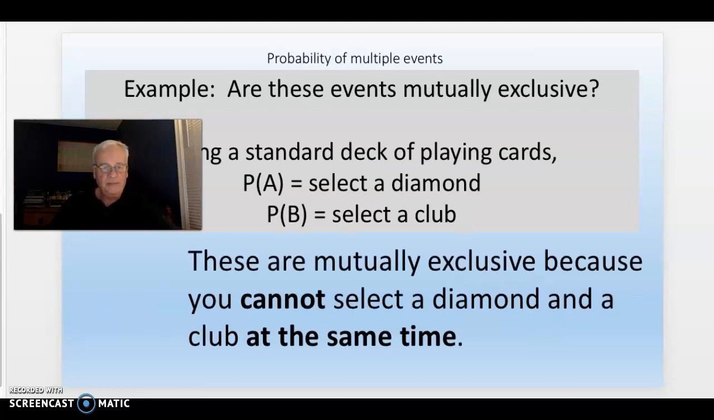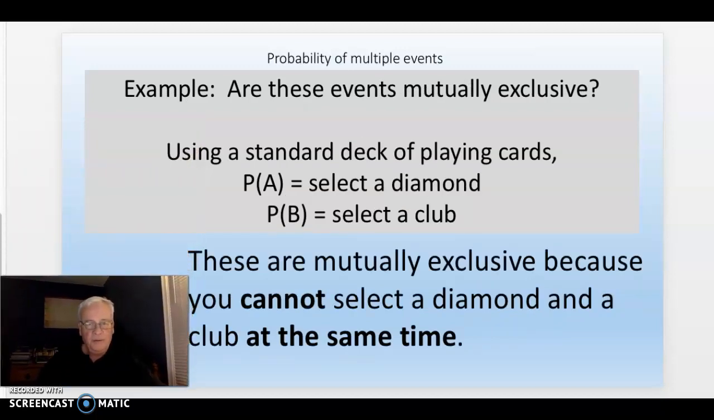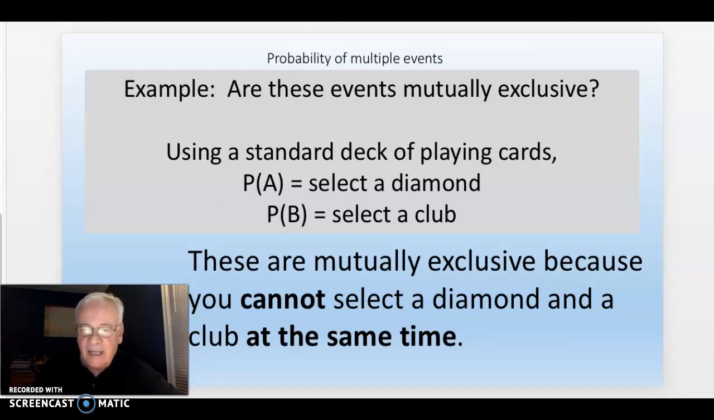Next example. Guys, you have a standard deck of cards. Are these events mutually exclusive? I select a diamond or I select a club. Well, yeah, they're mutually exclusive. I cannot select a diamond and a club at the same time. Okay, they're two different suits. No card is a diamond and a club at the same time. I'm only taking one card.